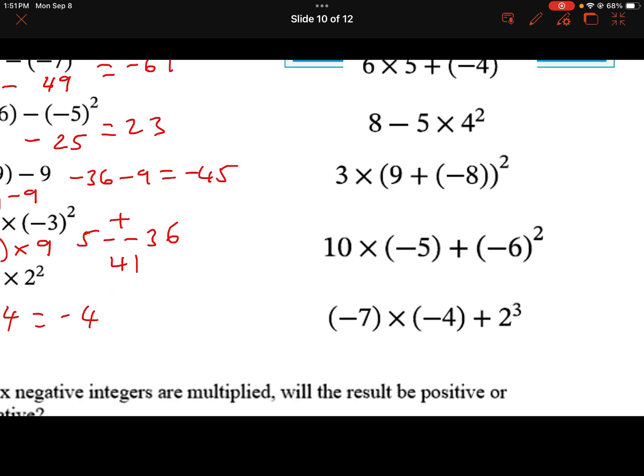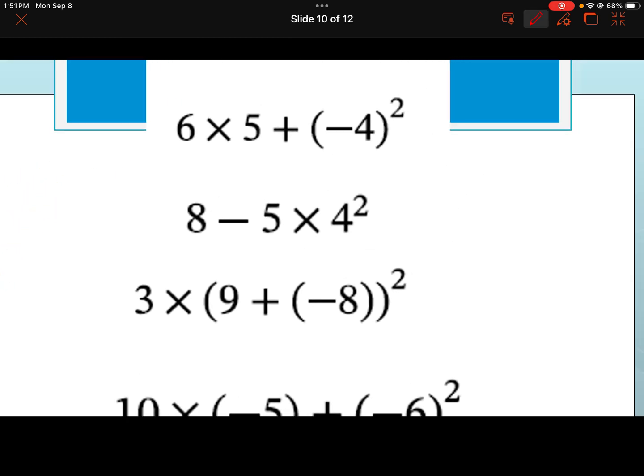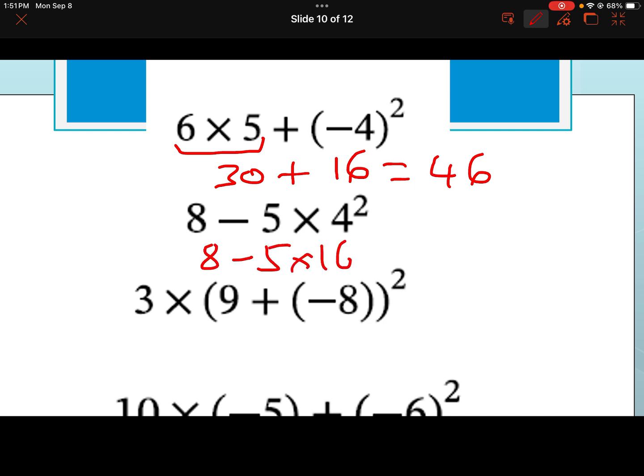And over here, -4 all squared is positive 16. So we have 6 times 5, which is 30. So 30 plus 16 is 46. Here we have 8 minus 5 times 16, because 4 times 4. 5 times 16 is 80, so we have 8 subtract 80, which is -72.